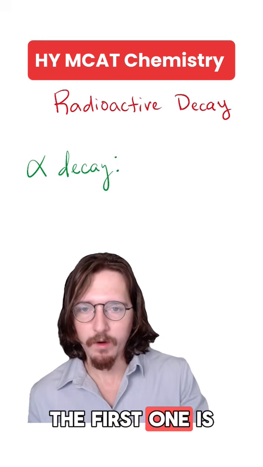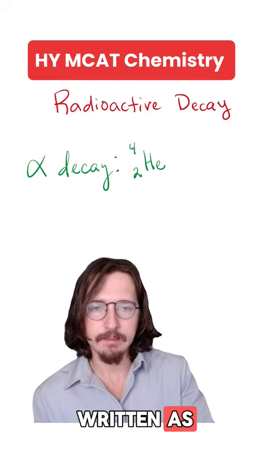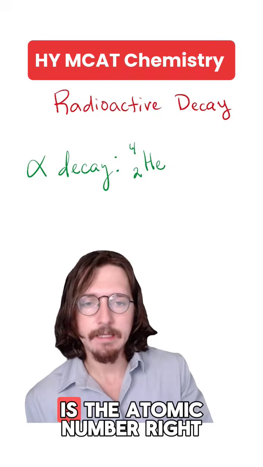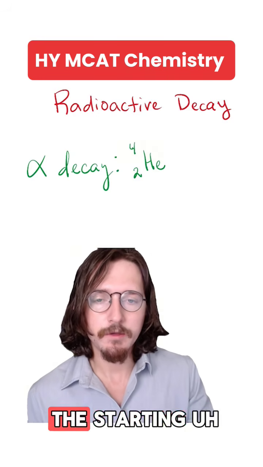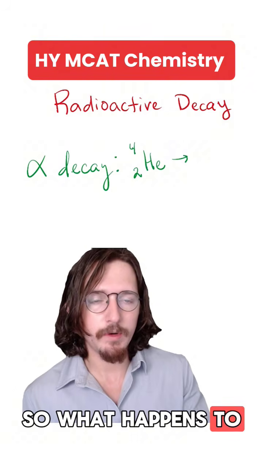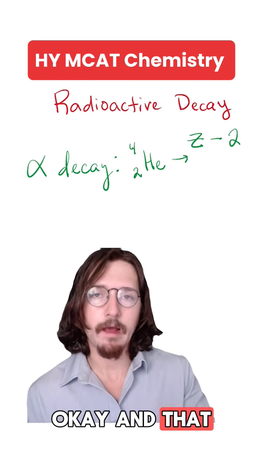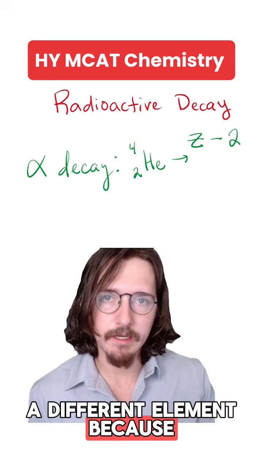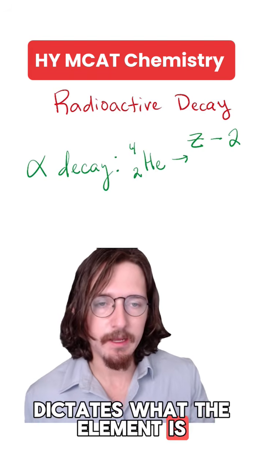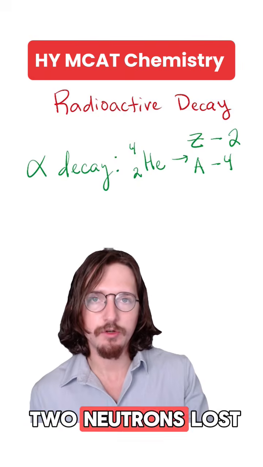So alpha decay, the first one, is when you have emission of a helium nucleus. And this is what it would be written as. Now, the top number is the mass number, and the bottom number is the atomic number, right? So in alpha decay, the starting nucleus emits 2 protons and 2 neutrons. So what happens to its atomic number? Well, Z is the atomic number, so we say Z decreases by 2. And that, of course, changes the element to a different element because the atomic number, the number of protons, dictates what the element is. And then the mass number, which is A, decreases by 4 because there are 2 protons and 2 neutrons lost, so that's alpha decay.